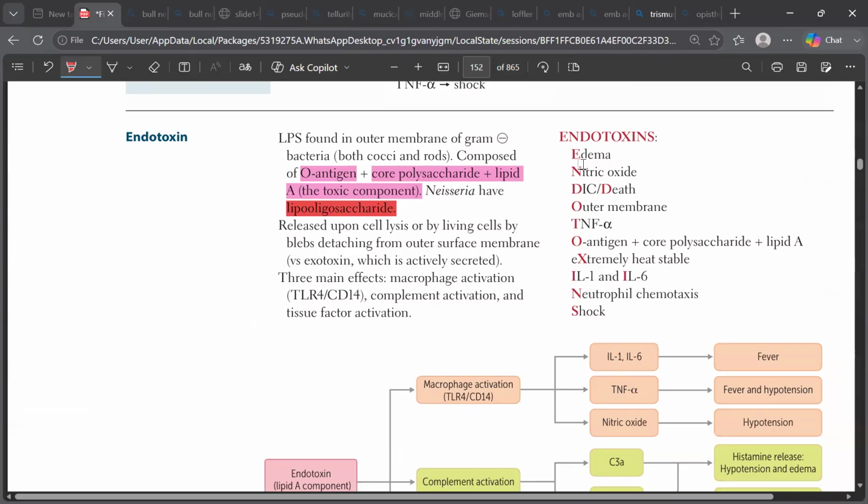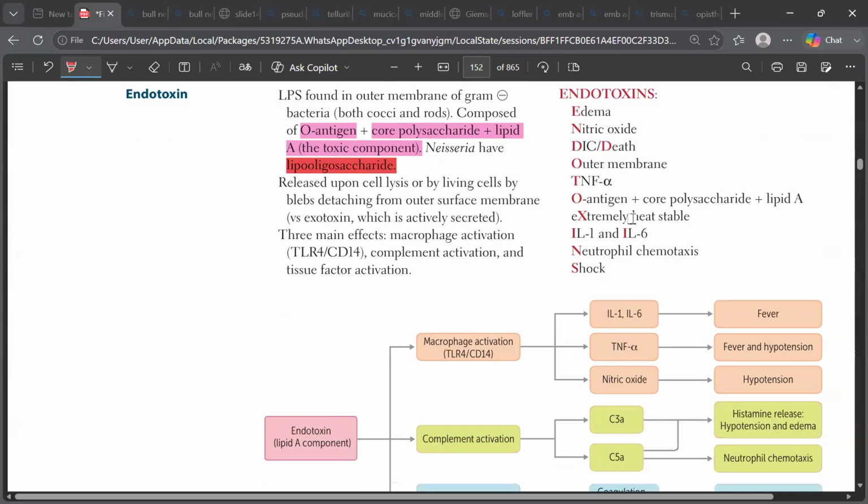Endotoxins would cause ENDOTOXINS: E for edema, N for nitric oxide, D for DIC or death, O for outer membrane activation, T for TNF alpha, O for O antigen plus core polysaccharide plus lipid A, which are extremely stable, I for IL-1 and 6, N for neutrophilic chemotaxis, and S for shock.